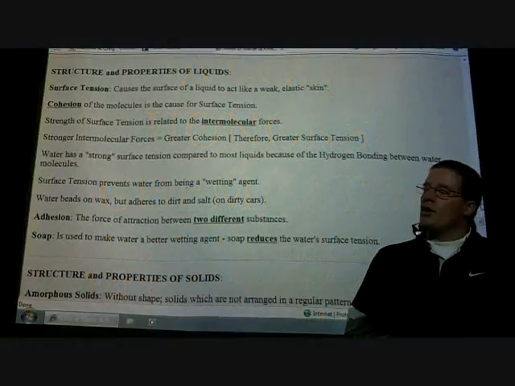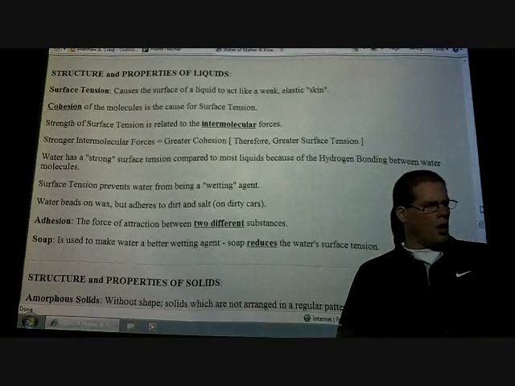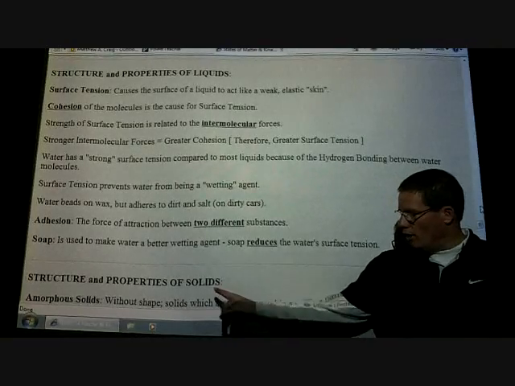Today we're going to talk about the structure and properties of liquids, and then we'll talk about the different types of solids.